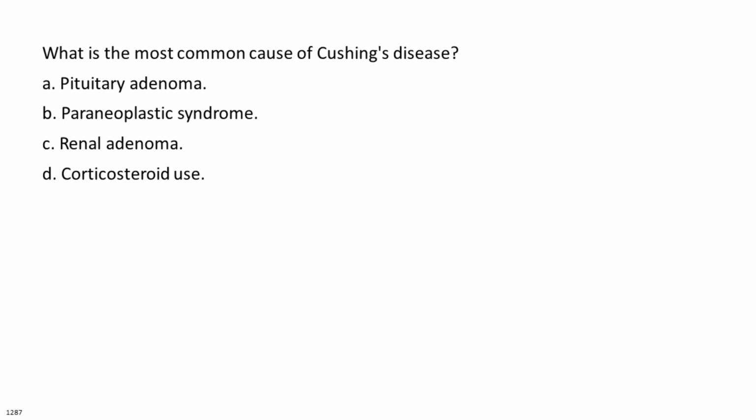What is the most common cause of Cushing's disease? A. Pituitary adenoma. B. Paraneoplastic syndrome. C. Renal adenoma. D. Corticosteroid use.